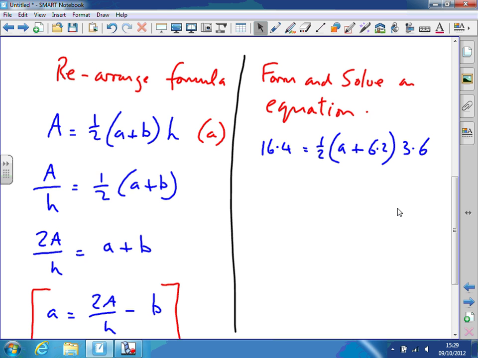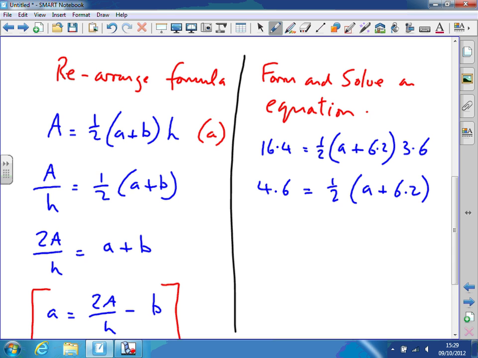The other way to do this then, form the equation. Look, this is what I mean by forming the equation. Plug in what you know. And now we've got the unknown a, so you've got to solve it. And the process is almost the same as for rearranging the formula. As Alfie suggests, divide both sides by 3.6. So if I divide 16.4 by 3.6, I get 4.6. Right, so 4.6 equals a half a plus 6.2.